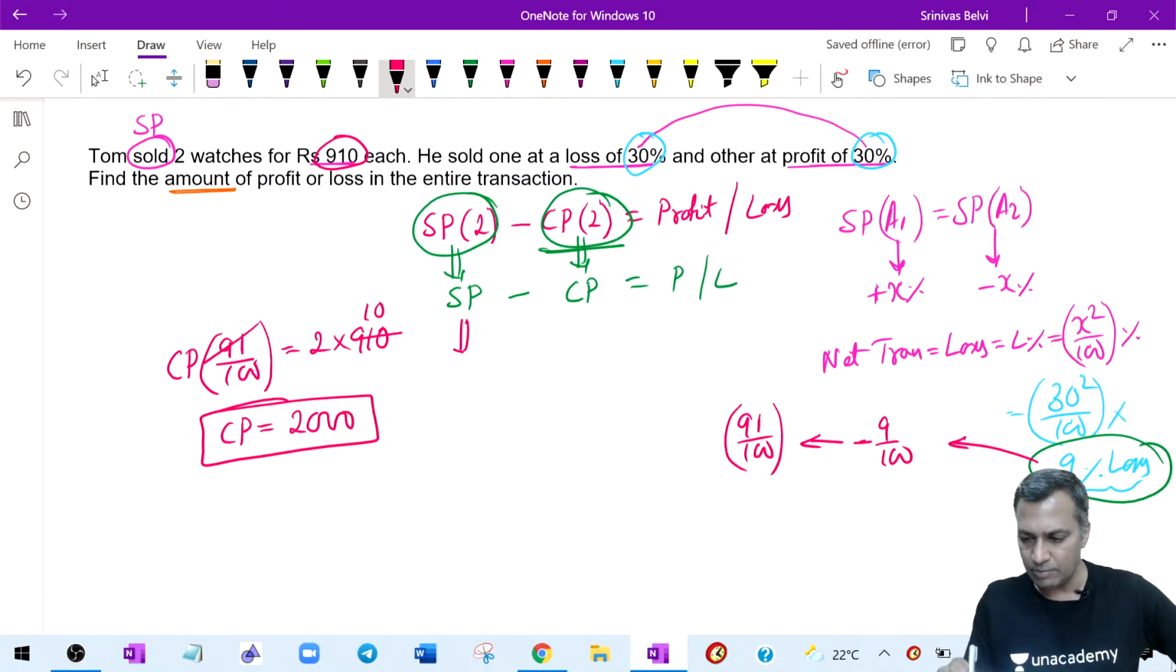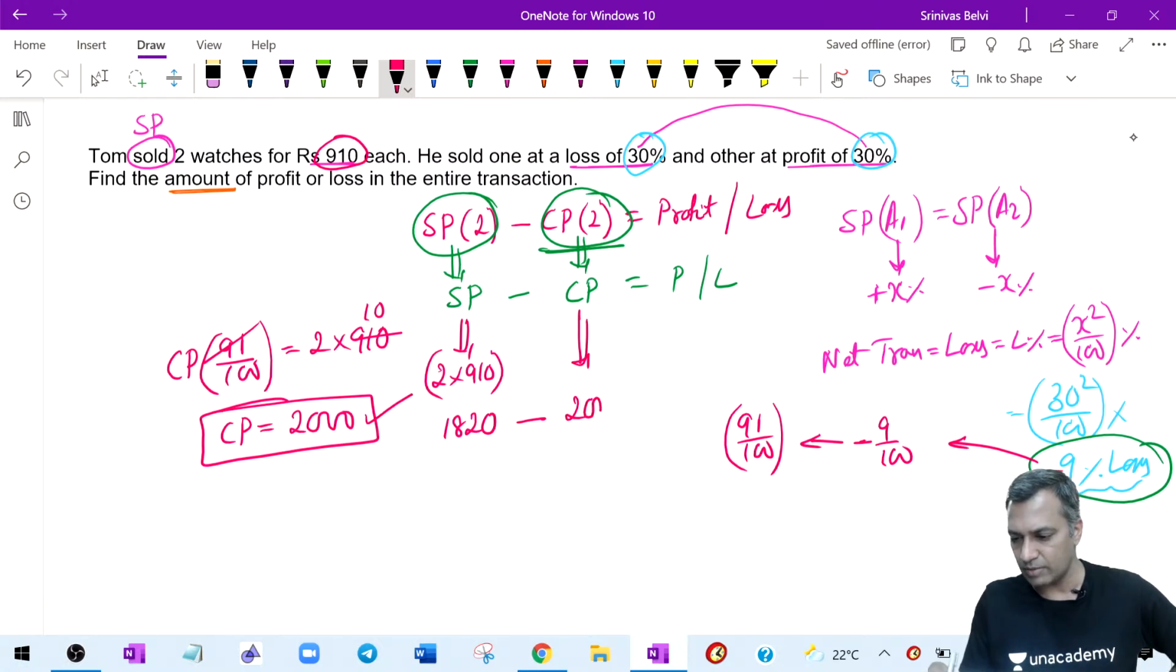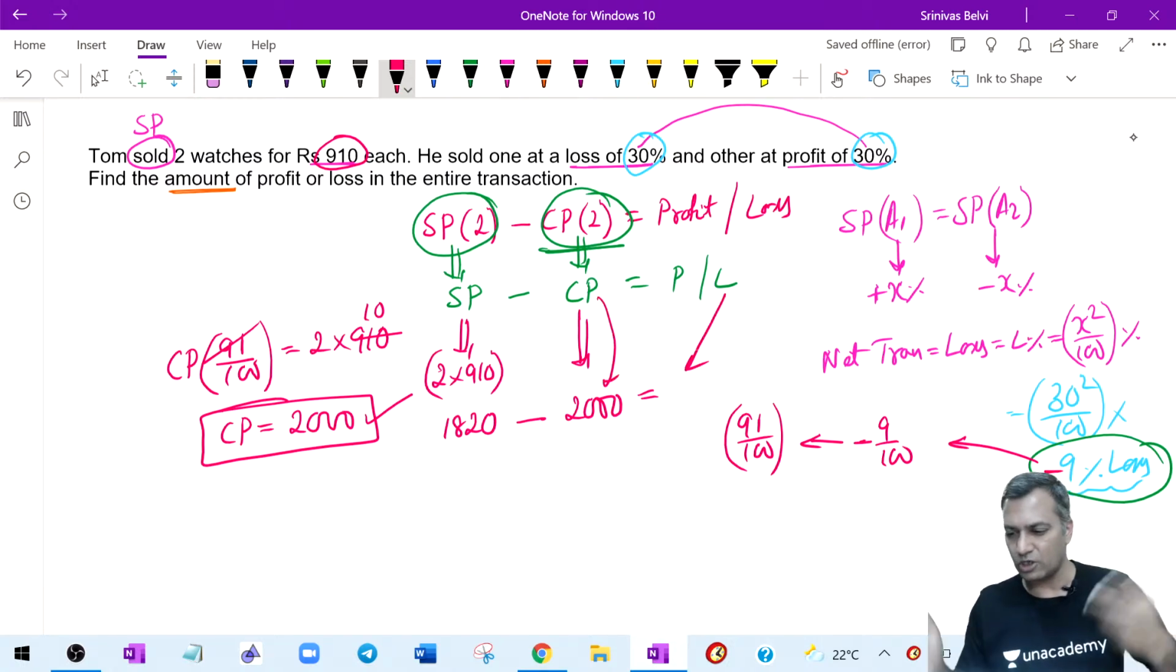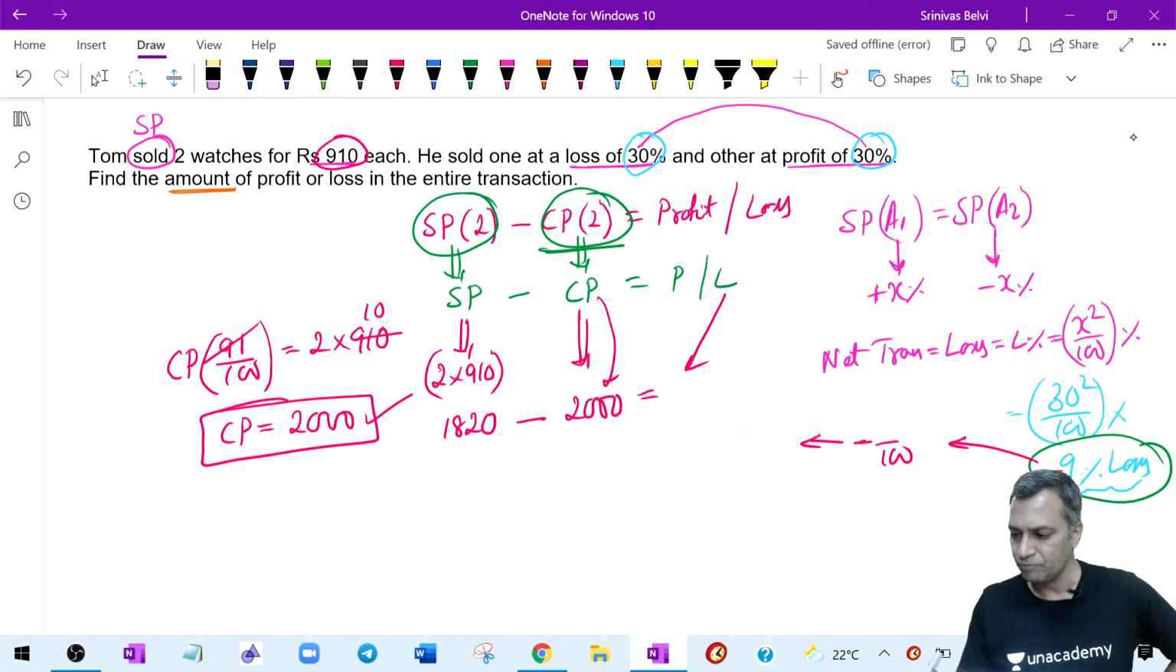Cost price of two articles is 2000 rupees. What is selling price of two articles? 2 times of 910 rupees, right? So that is nothing but 1820 rupees. What is the cost price of both articles? You just found out, which is nothing but 2000 rupees. Therefore, is there a profit or loss? Cost price is higher. Naturally, there is a loss. No doubt. We already know the loss percentage we calculated. So I'm writing the loss is nothing but 180 rupees. That is the loss. Simple question.